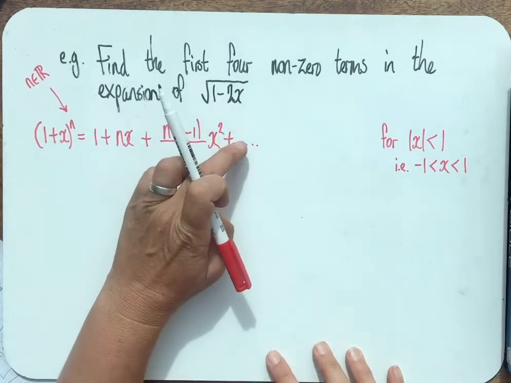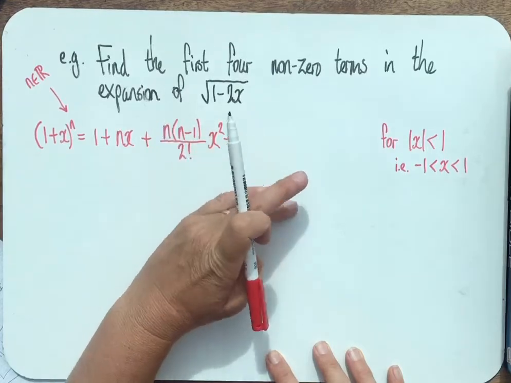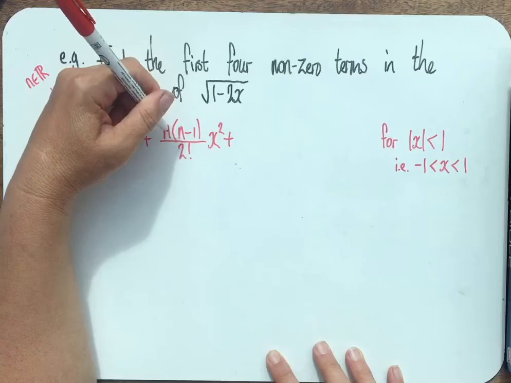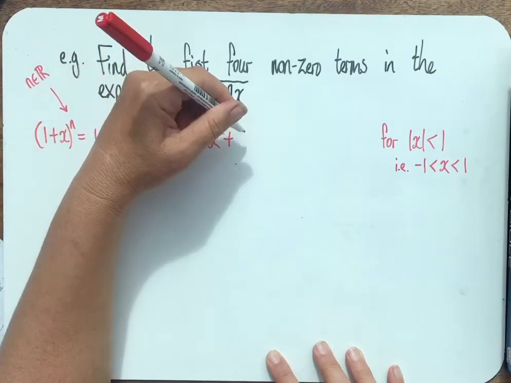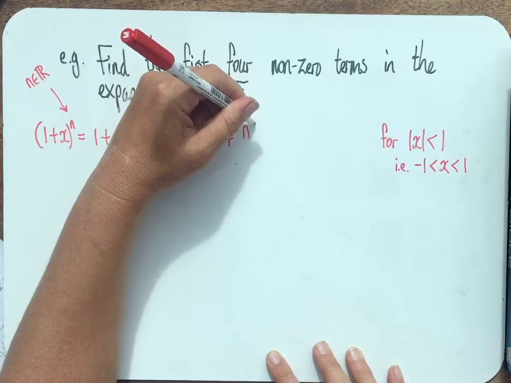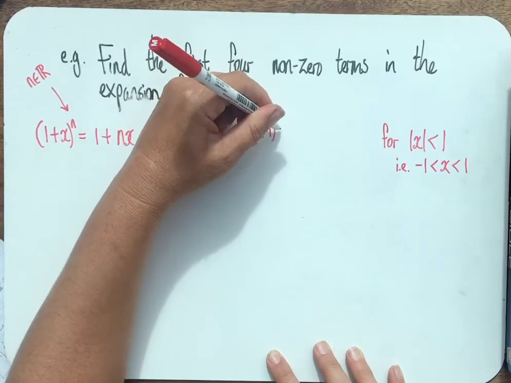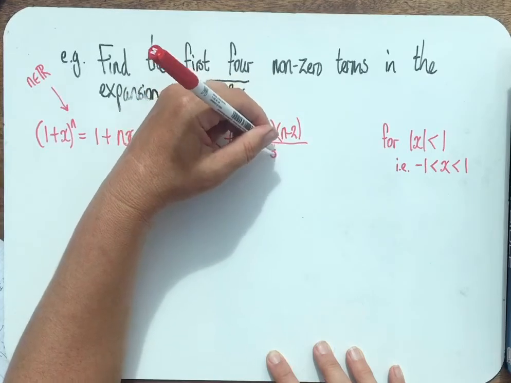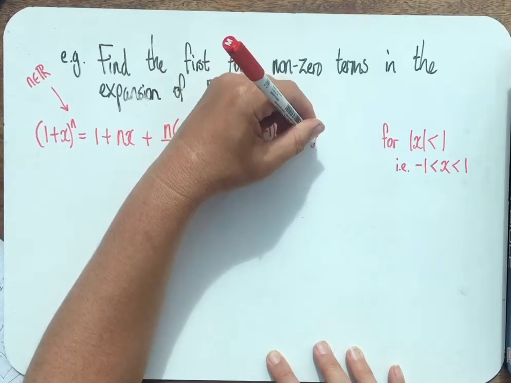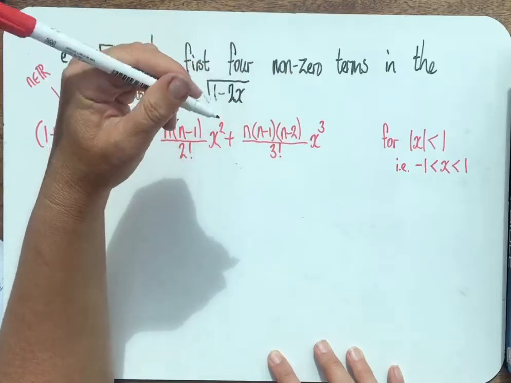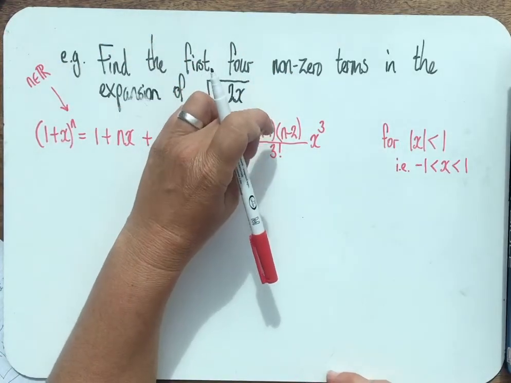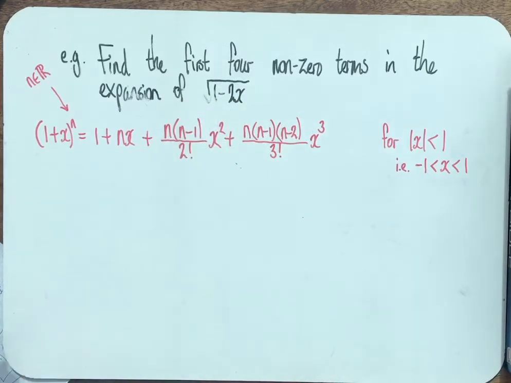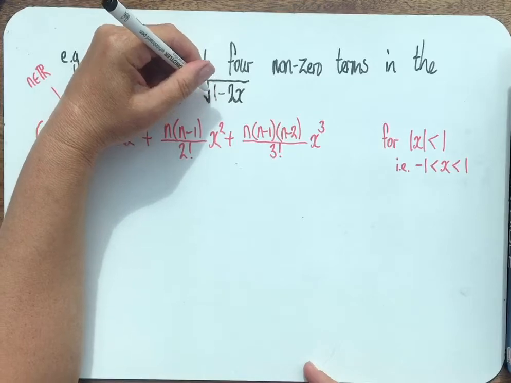This pattern just continues. There is a general form for it in the formula book, but as long as you understand the pattern, you'll find: n(n minus 1) over 2 factorial x squared. The next term along is n(n minus 1)(n minus 2) over 3 factorial x cubed, and then the next term would be n(n minus 1)(n minus 2)(n minus 3) over 4 factorial x to the power 4, and so on.